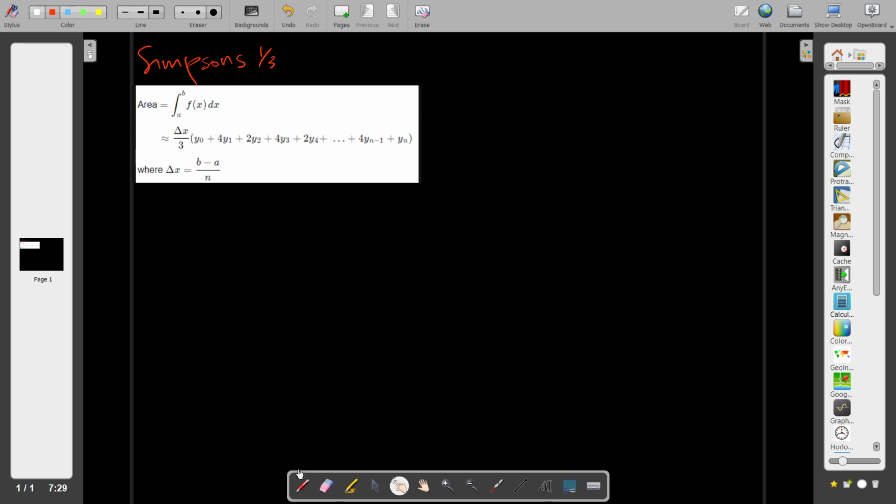Okay, now we continue our discussion, and we start discussing Simpson's third rule. This is another kind of integration, another method of integration using a numerical method. And this is the formula.